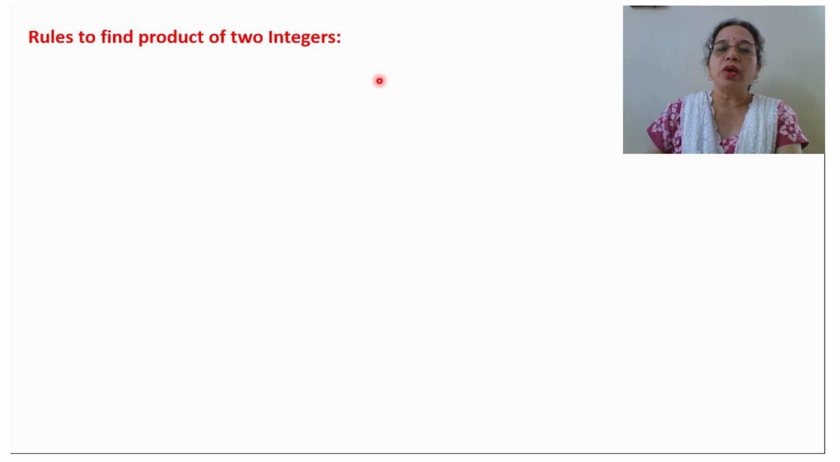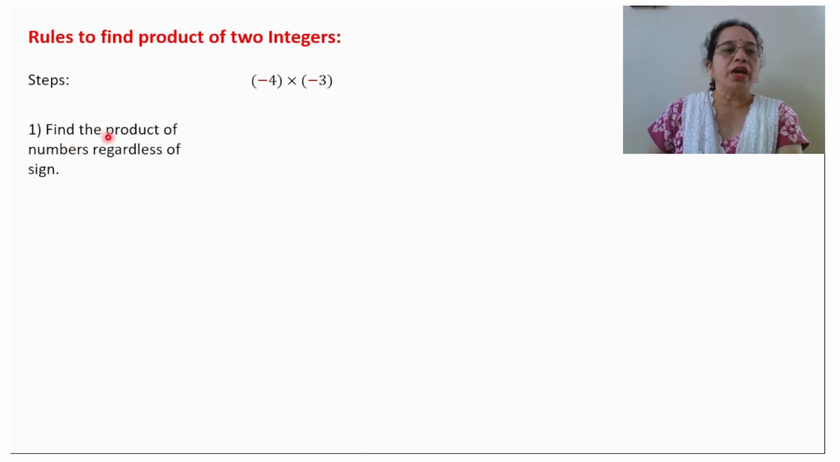You know how to add and subtract the integers. In grade 7 we learn multiplication of integers, how to multiply two given integers. Here also we are going to use one rule. Let us see what the first step is. If the question says multiply these two integers, then the first step is to find the product of the numbers regardless of sign. It means you just forget the sign, so the numbers are 4 and 3, and the multiplication of 4 and 3 is 12. This is the first step.